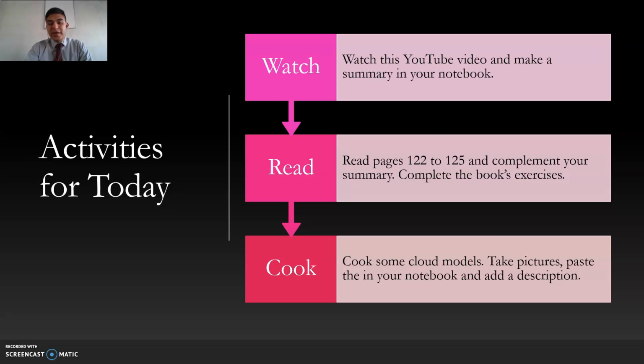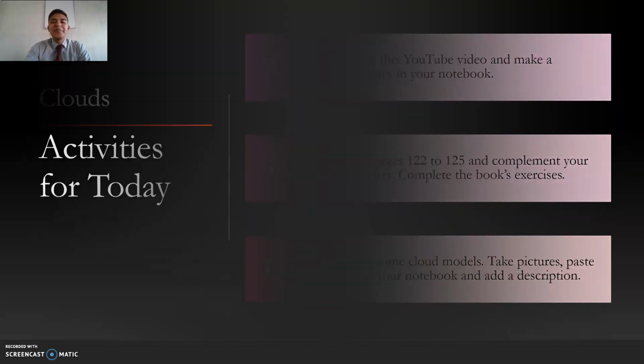And of course, when you finish with your dish, please take a picture and paste it in your notebook. And of course, you need to add a small description to each one of them, like, this is type of cloud number 1. And these are some of its characteristics. Okay, this one is type of cloud number 2. And these are its characteristics, okay? So that'll be pretty much the activities that you need to do today. In case you have any questions, you can always contact me in WhatsApp.